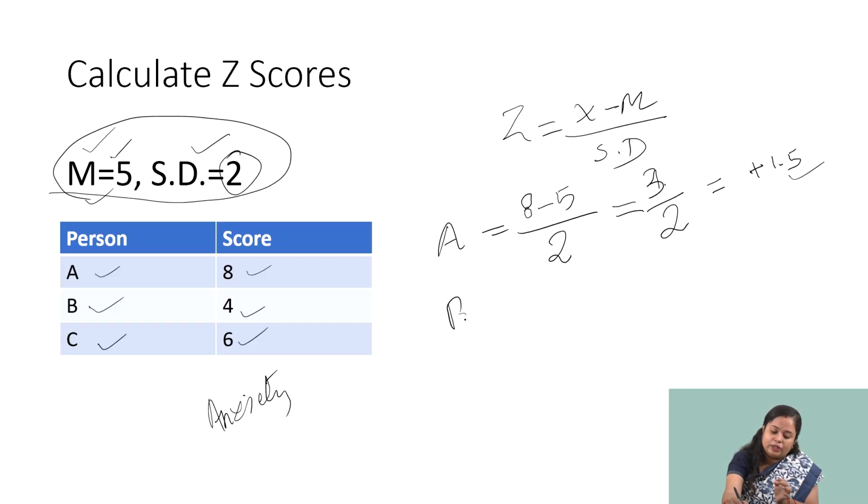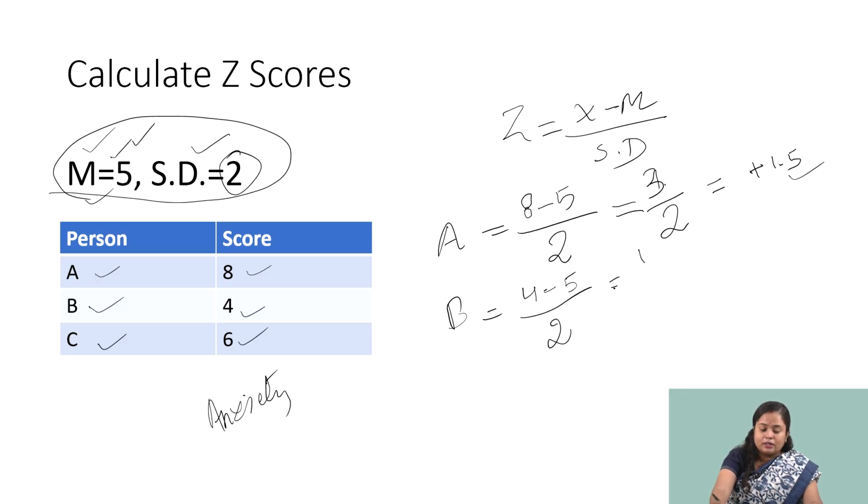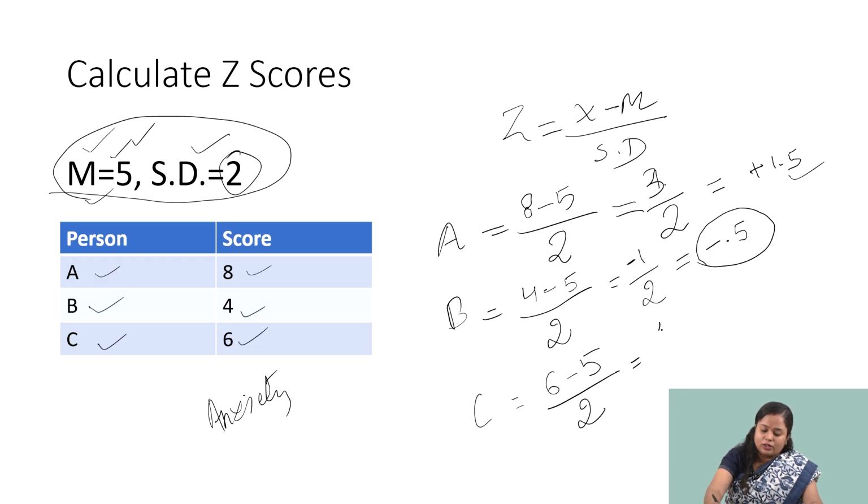Now calculate the score for person B, whose raw score is 4. We put 4 here as X, the mean is 5, which is already indicated, and the standard deviation is 2. The score would be minus 1, because 4 minus 5 is equal to minus 1, divided by 2 is equal to minus 0.5. Here the z-score is negative. It indicates below average. For person C, the raw score is 6, the mean is 5, and the standard deviation is 2. So 6 minus 5 is equal to 1, divided by 2 is equal to plus 0.5.